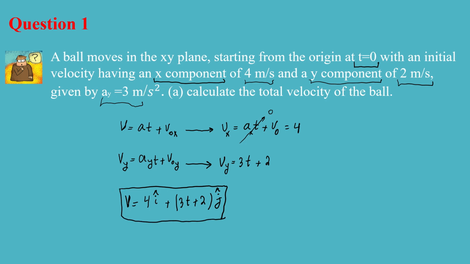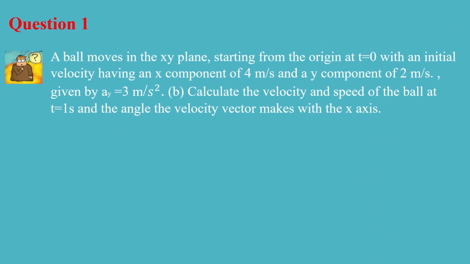Now let's look at the second part. For this part, I need to calculate the velocity and the speed of the ball at t equal to 1 second, and the angle the velocity vector makes with the x-axis. For the velocity, I have found 4i plus (3t plus 2) in the j direction. So for t equal to 1 second, my v is going to be 4i plus (3 times 1 plus 2) in the j direction.